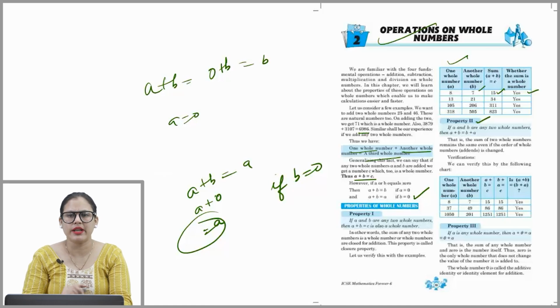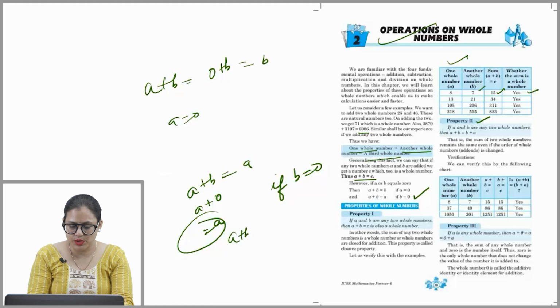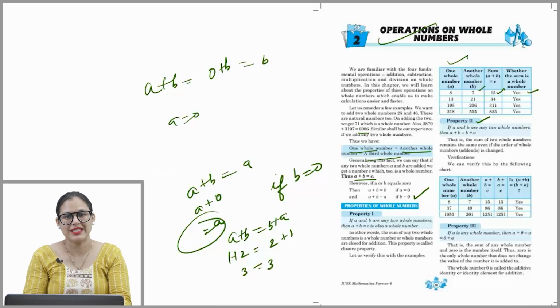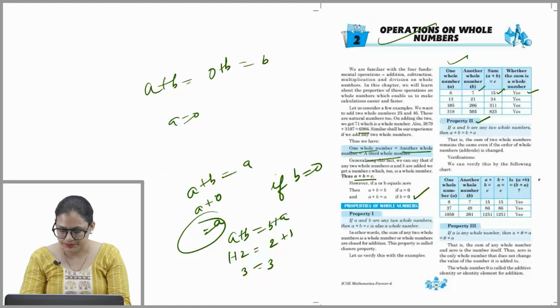Property 2. If A and B are any two whole numbers, then A plus B is equal to B plus A. It means 1 plus 2 is equal to 2 plus 1, because 1 plus 2 is 3 and 2 plus 1 is also 3, right? That is, the sum of two whole numbers remains the same even if the order of the whole numbers, or addends, is changed. Verification: you can verify here. 8 plus 7 is 15 and 7 plus 8 is also 15.